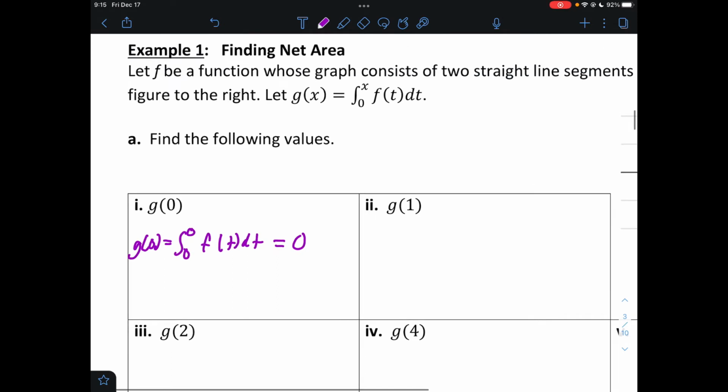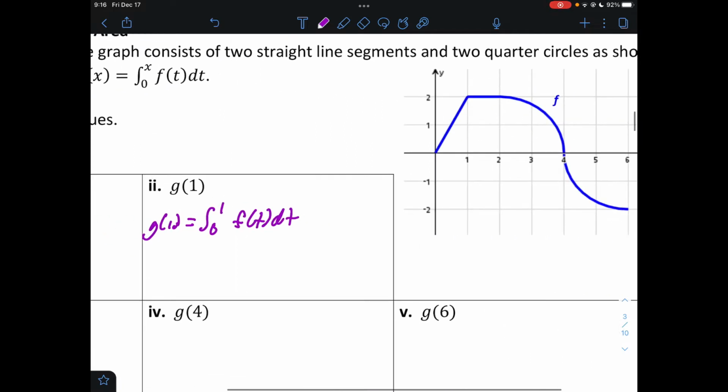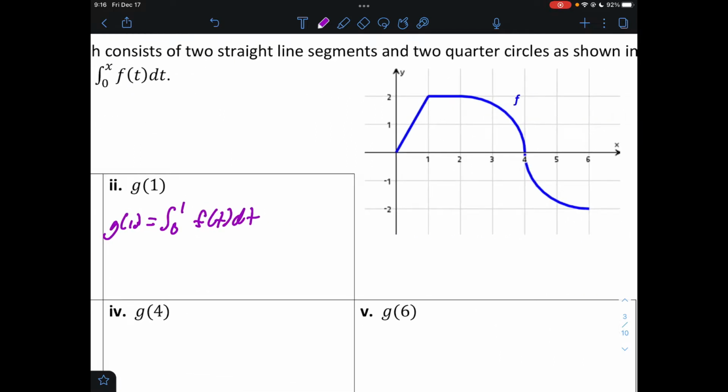G of 1 is going to be the integral from 0 to 1 of f of t dt. All right, so there is a width there. It's 1. So let's take a look. The area under this curve from 0 to 1 is going to be this area here, which is a triangle. We learned how to do this before. We can find the area of that triangle, which would be 1/2 base times height. So g of 1 is 1.